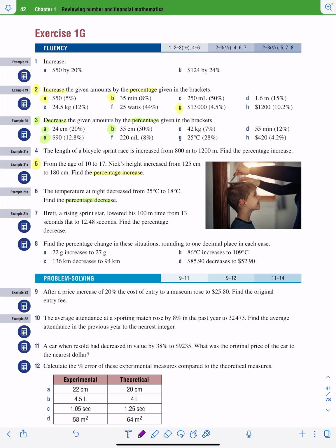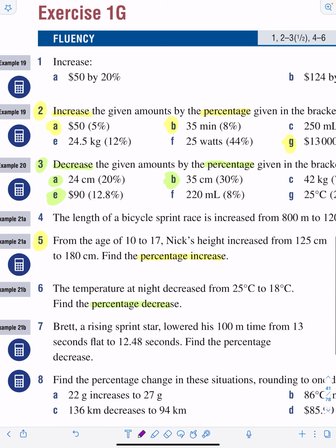Question 2 asks us to increase $50 by 5%. So the answer is going to be slightly more than $50, and to put that into our calculator, we have to do 50 times 1.05. The answer to that will be 52.5. Now, one of the things we need to be really careful of is using the units. So it's actually $52.50 as our final answer there.